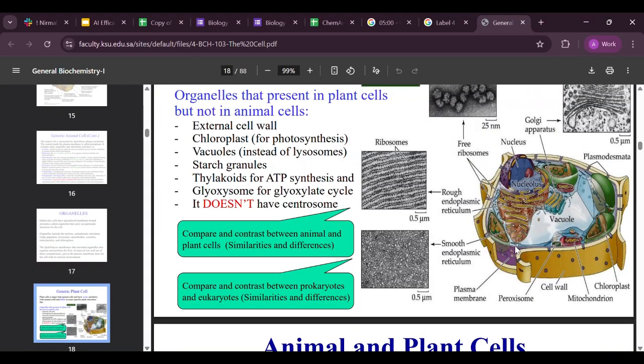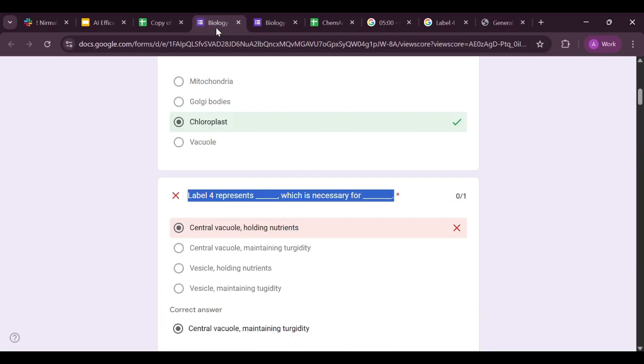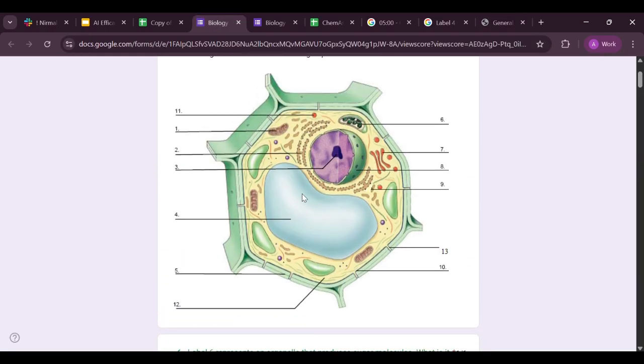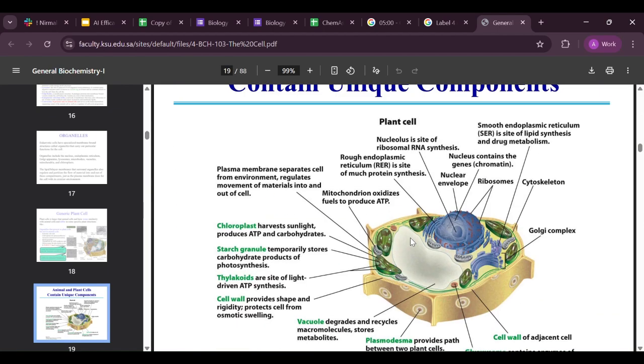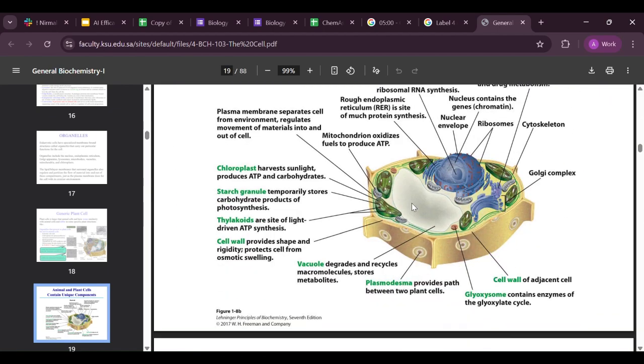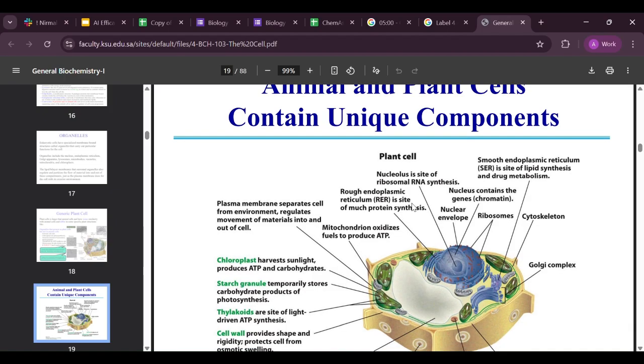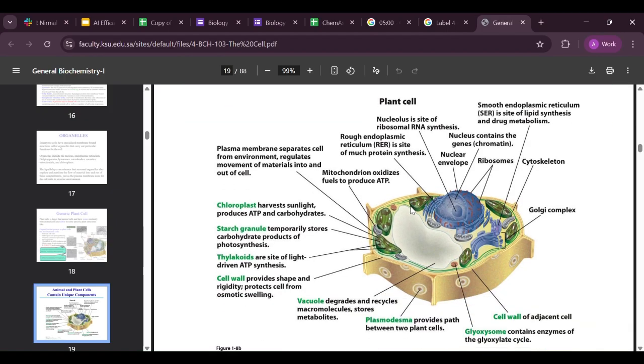Let's see what the level 4 is. Oh, okay, level 4 is this. Mm, we can't distinguish. Okay, so here we can see animal and plant cell. Here it is a vacuole. Okay, this is a vacuole which degrades and recycles macromolecules, stores metabolites.